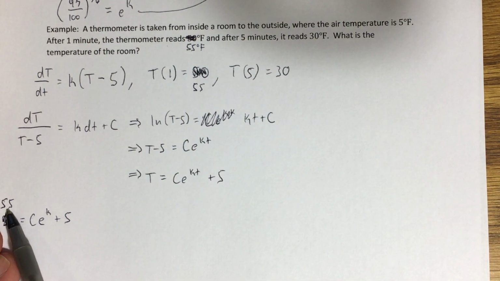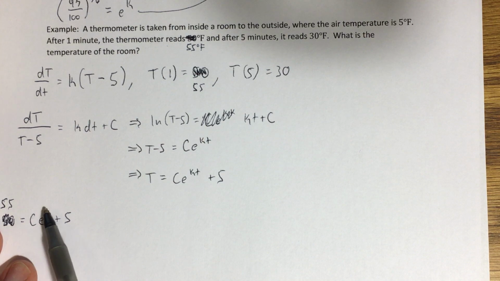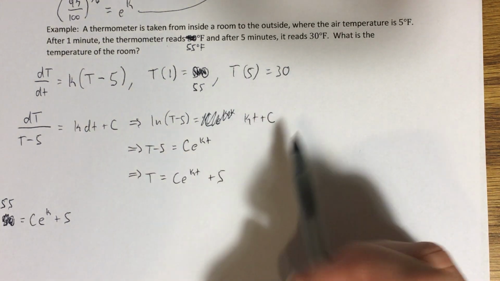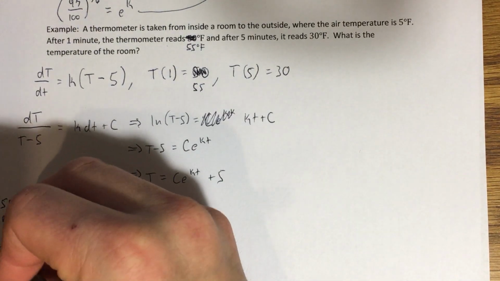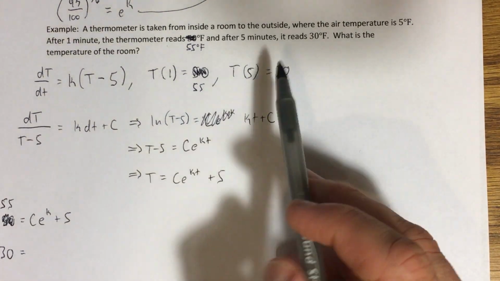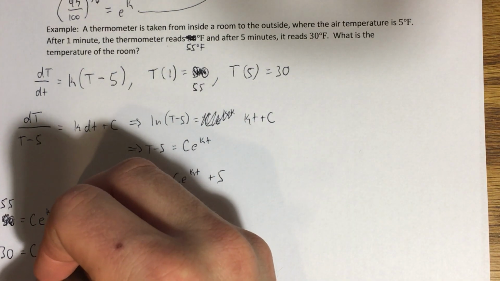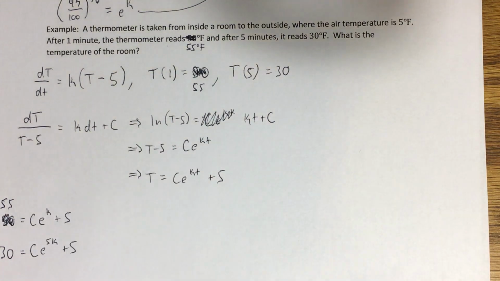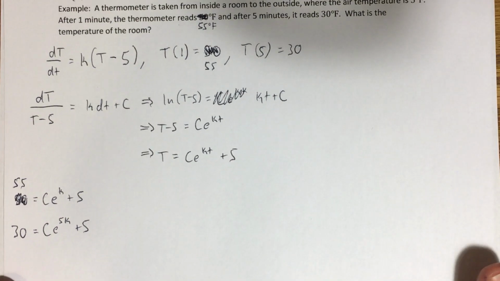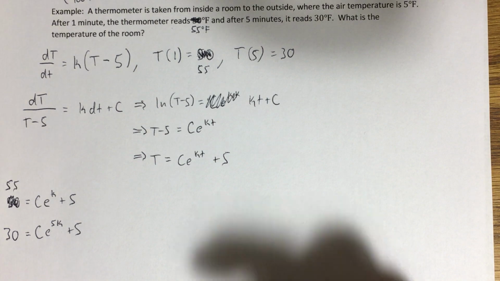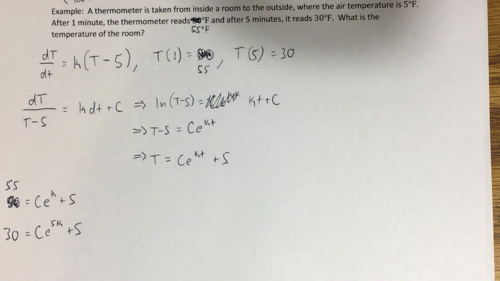So at 55 degrees Fahrenheit at time 1, that's what that would look like, plugging that point in here. This one is correct. So we have 30 degrees at time 5 minutes. That means c e to the 5k plus 5 is what I'll have down here. I know I make all these little typos in these videos and am kind of sloppy. I just sort of scribble them out. Hopefully you're following along with that.